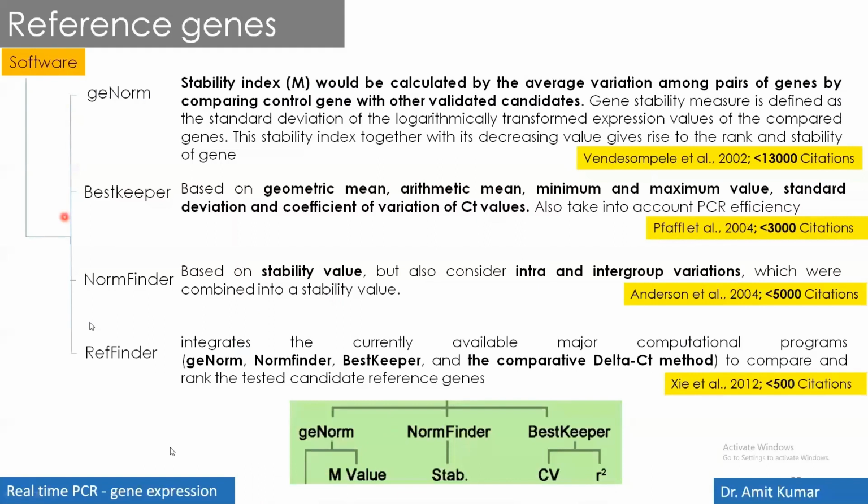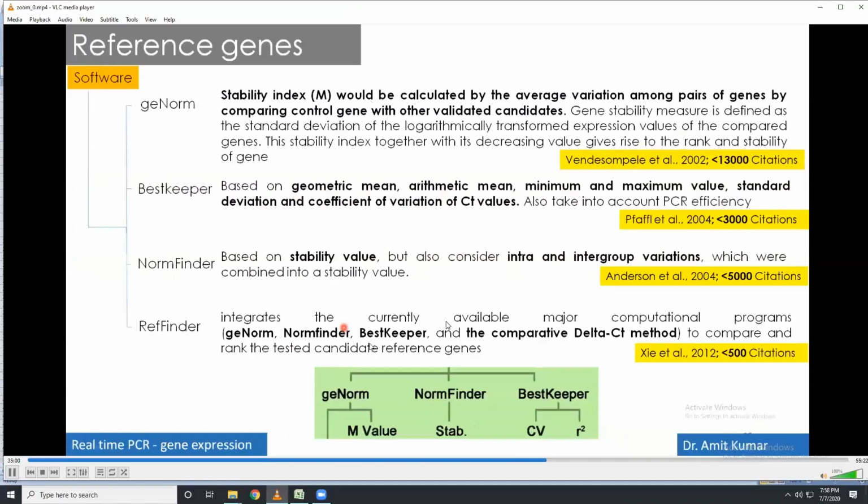So these three software have been majorly used for reference gene finding for almost the last 20 years. Now, the software which we are going to use is RefFinder. It integrates the outcome values of the three software, and also the comparative delta CT values. So after integrating the four methods, it compares and ranks the tested candidate reference genes. It makes the work very easy, because in one click you will be able to get the result for all the different known software for reference gene finding.